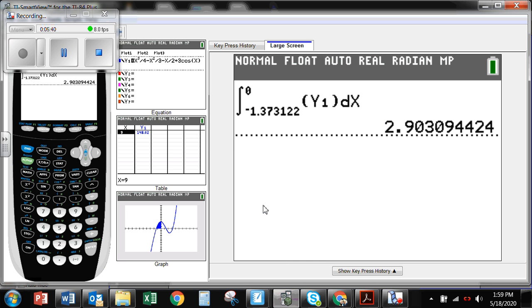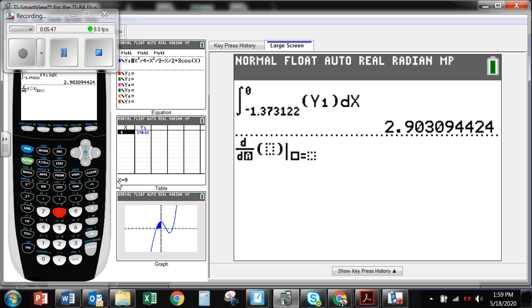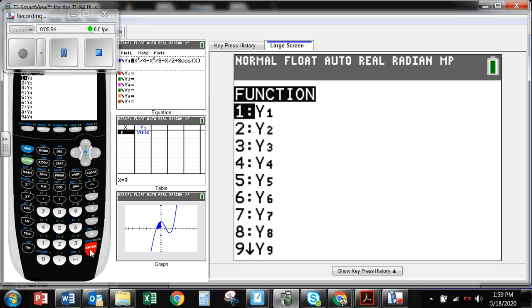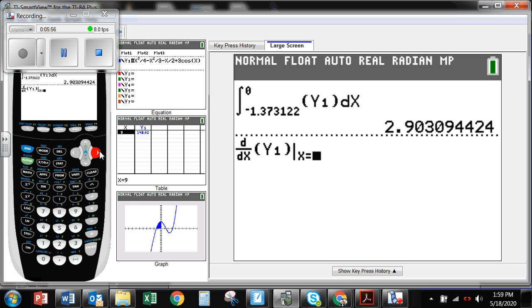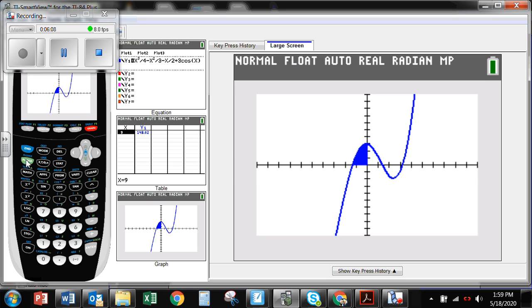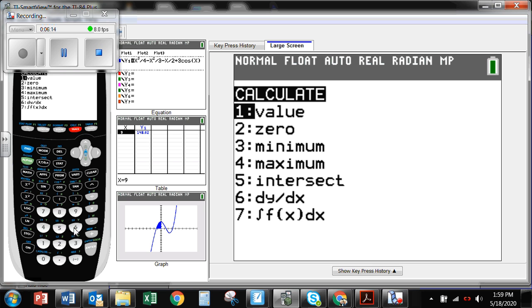Part of what I'm doing here is showing you how we can do this on the calculator. I can do math, choice 8, take the derivative with respect to x of vars, y vars, function y1, and I want to find out when x equals 0, and it should give me the negative 1 half. I wish it said negative 0.5, but that's pretty close. And let's see what it would look like if I did second calculate choice 6.